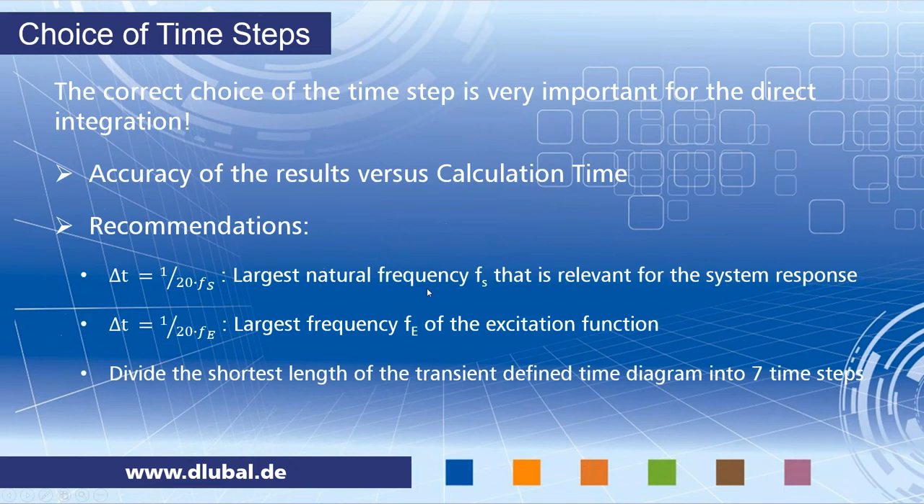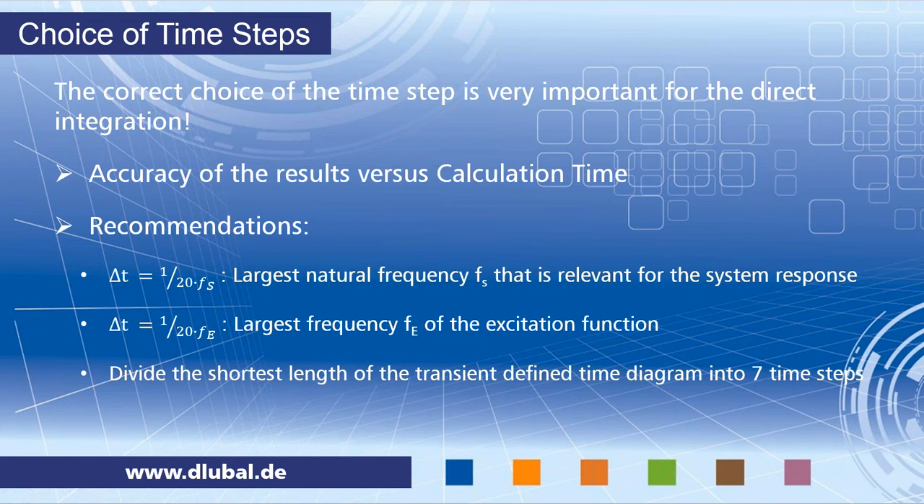Then I already said that the choice of time step is very important. This is a compromise between accuracy of the results versus the calculation time. The smaller the time step, the longer it calculates, but the more accurate the results are. There are some recommendations available: you should choose the largest natural frequency of your system that is relevant for the system response, and apply this formula, and then you get a delta t. In our case, the relevant frequency of our system is 3.6 Hertz, and this formula leads to 0.014 seconds.